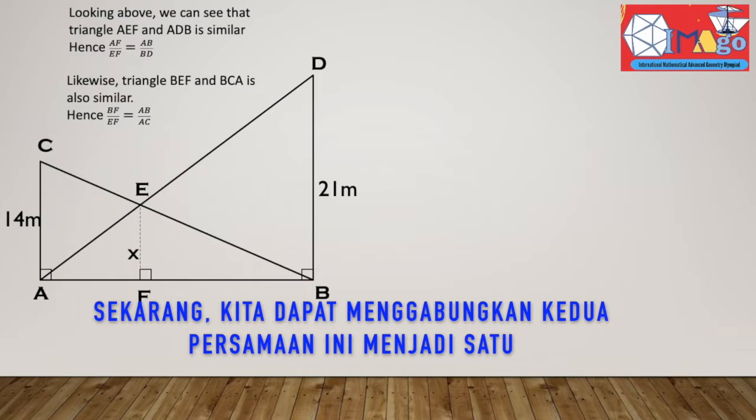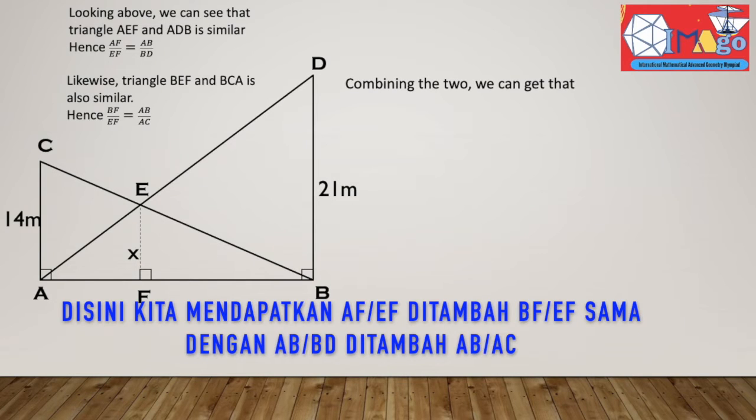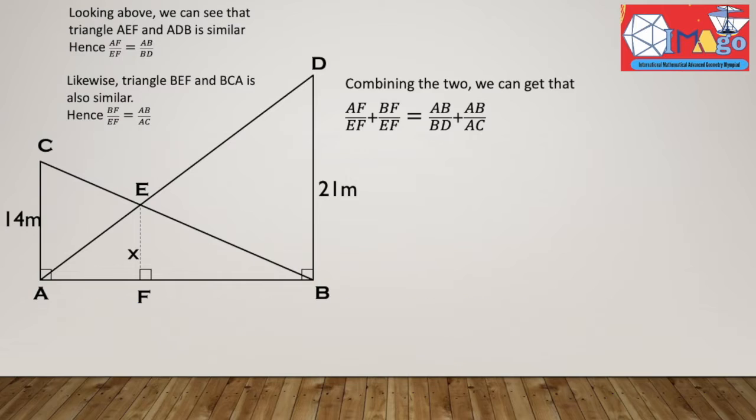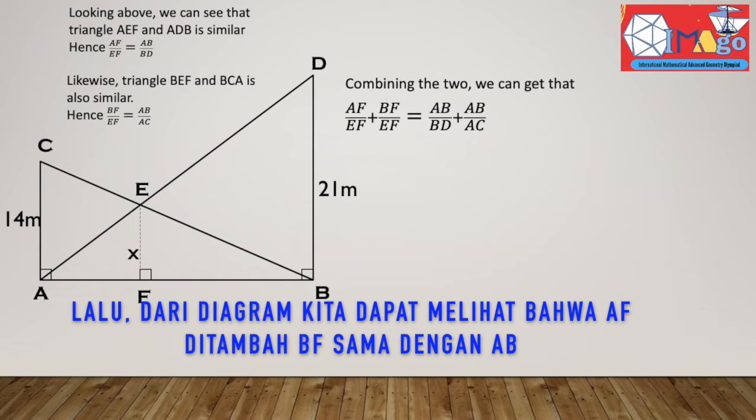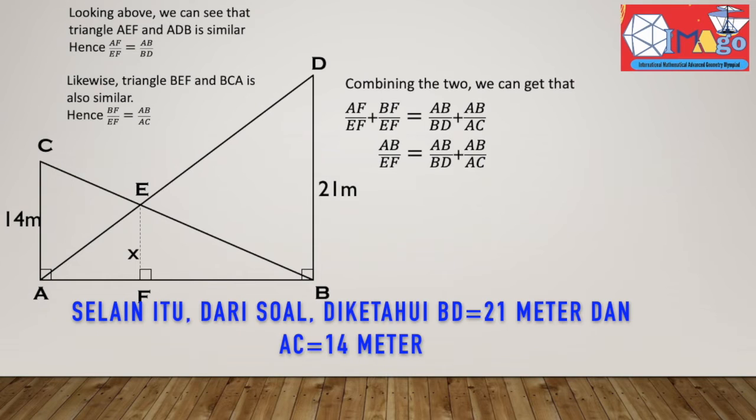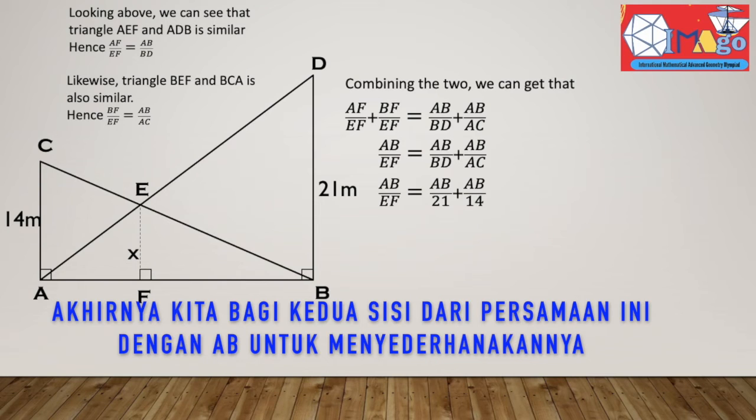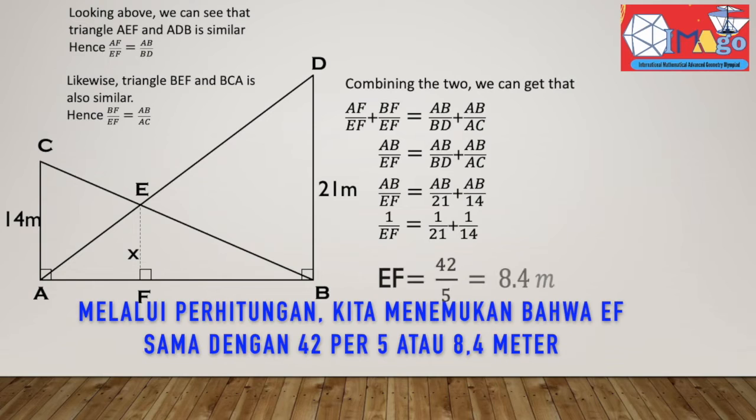Now, we can combine this equation into one. Here, we got AF divided by EF plus BF divided by EF equal to AB divided by BD plus AB divided by AC. And then, we can see that in the diagram, AF plus BF is actually AB. Besides that, we also know from the question that BD is 21 and AC is 14. Finally, we divide both sides of the equation with AB to simplify. By working this out, we know that EF is actually 42 over 5 or 8.4 meters.